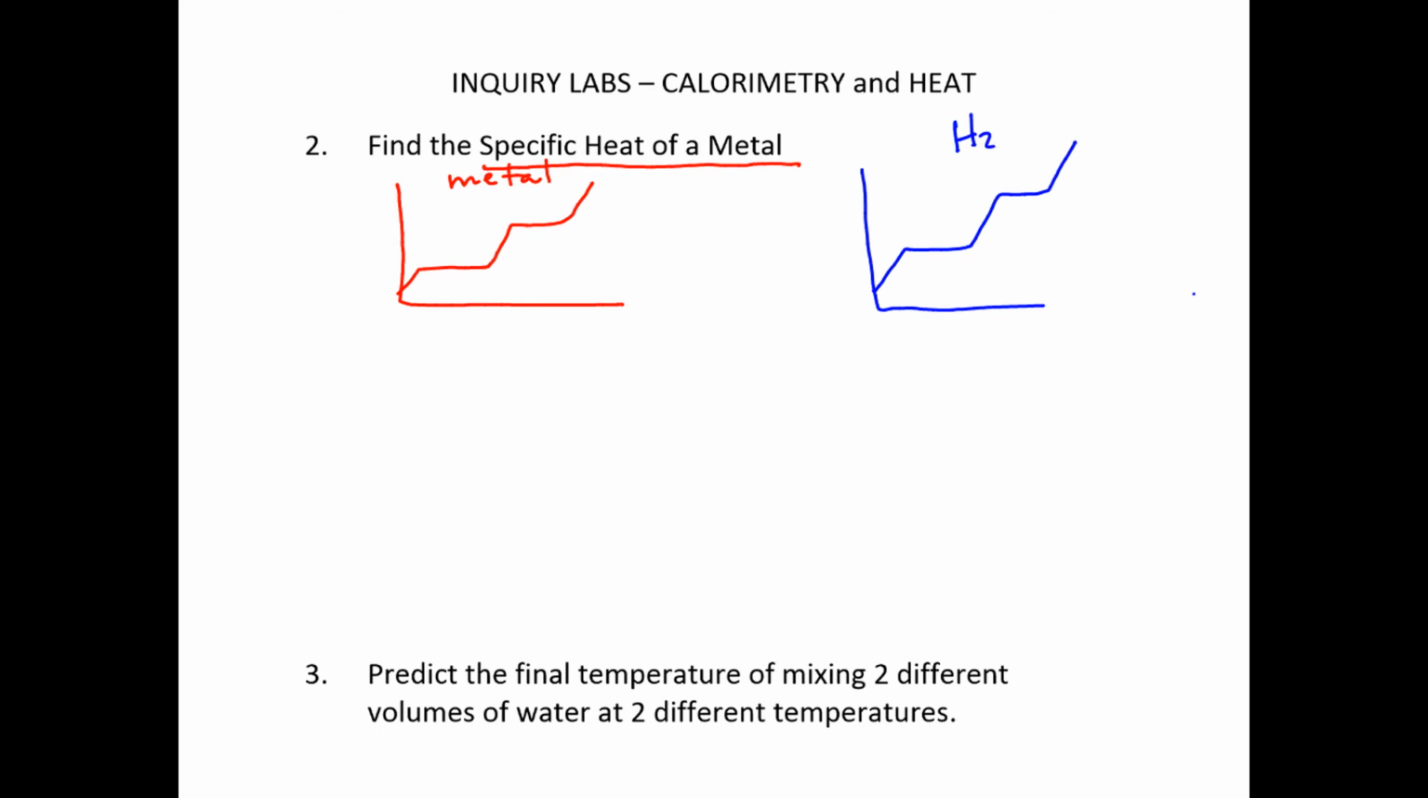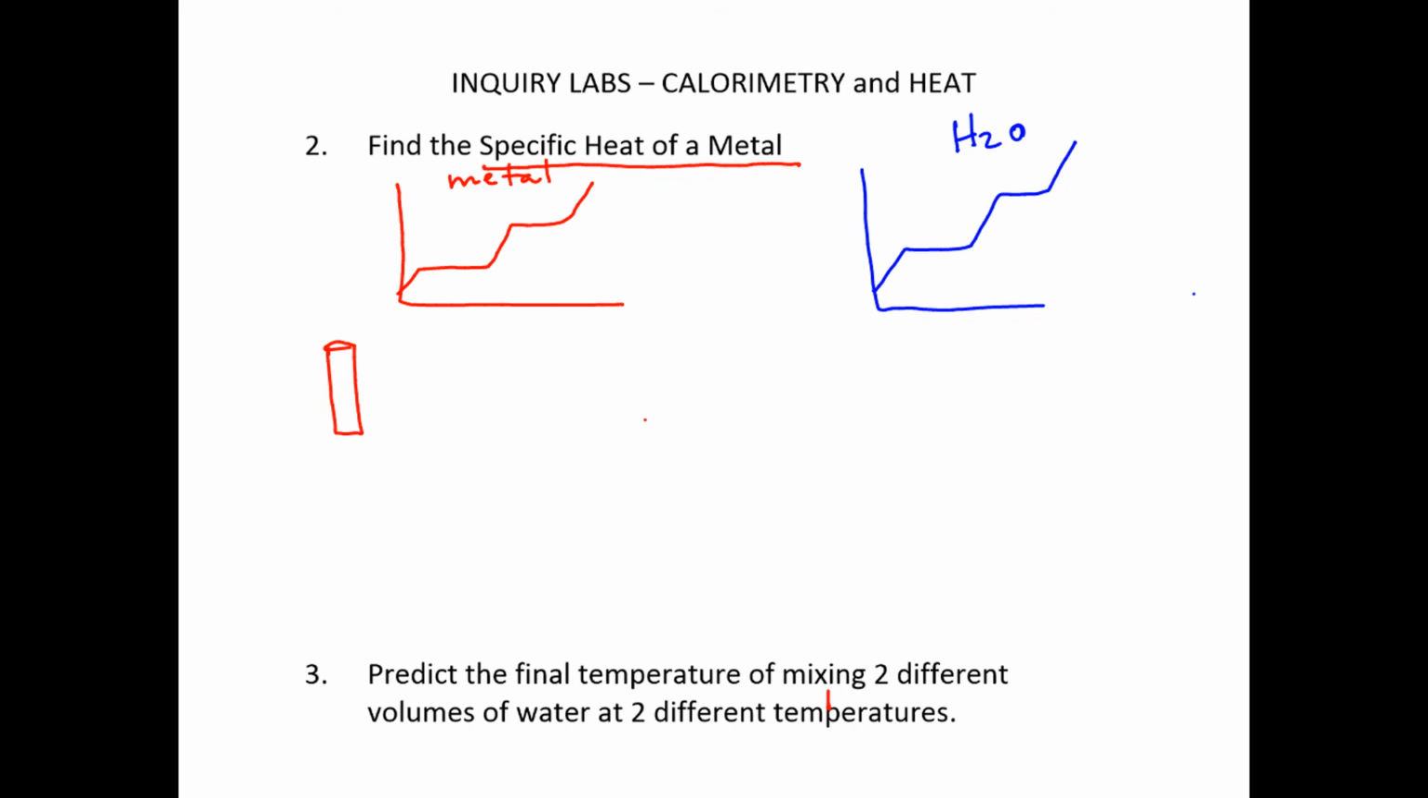And so what you want to do is find out how much heat it takes to heat up or cool down a metal per gram degree Celsius. So what you're going to do is take a hot metal and heat it up in a hot water bath. That's how you're going to know the temperature of this metal.